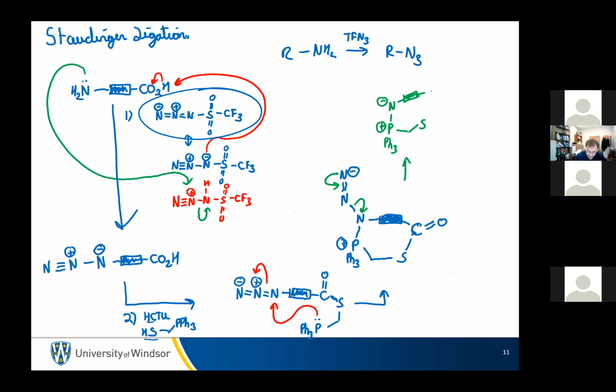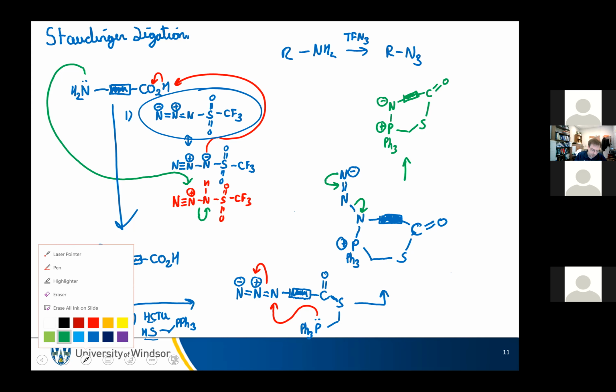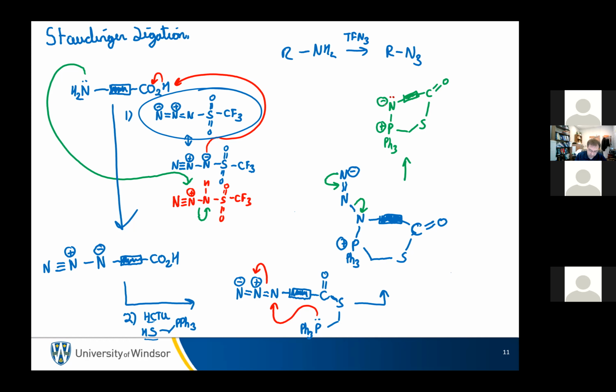Peptide, carboxylic acid. Okay. That's a bit weird. Now this is where the magic happens. That nitrogen phosphorus bond isn't super strong, and we have an extra lone pair on this one. We've got 2 lone pairs on this nitrogen. Thioester bonds are really, really weak.